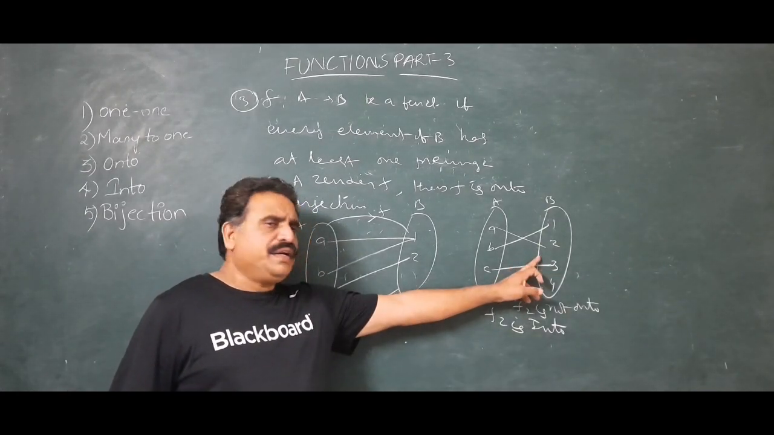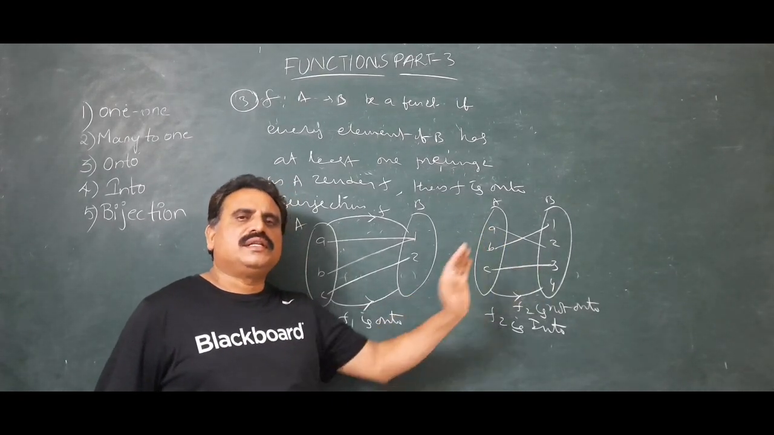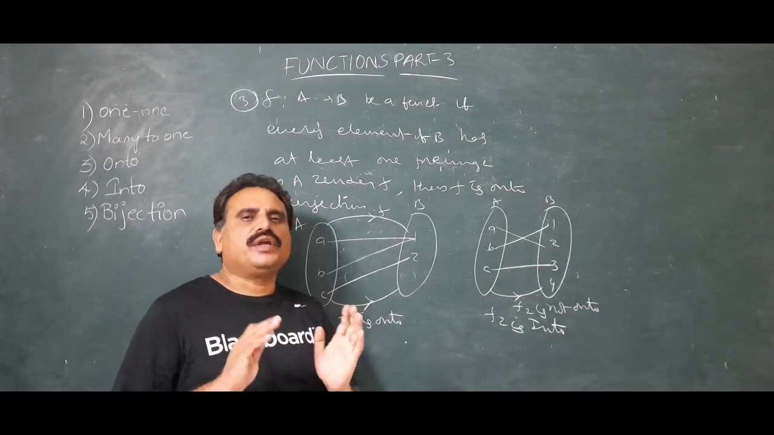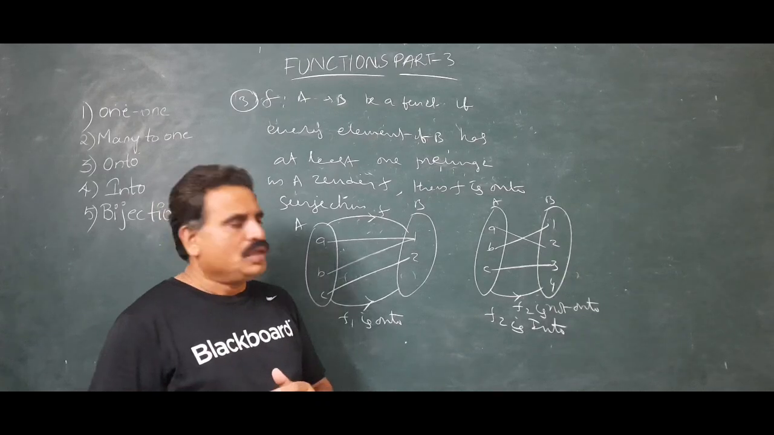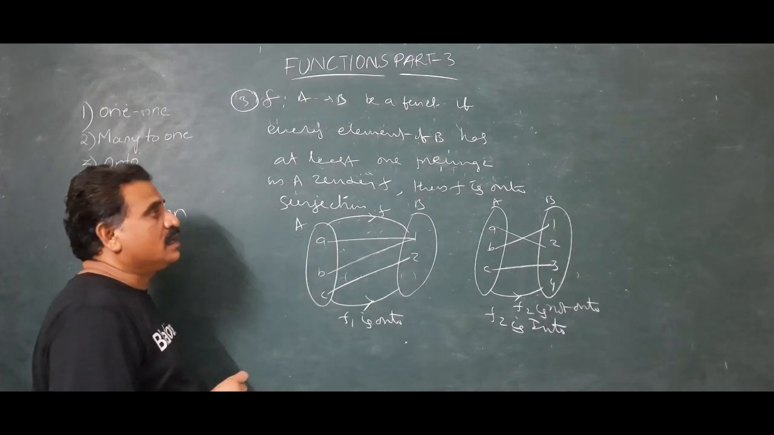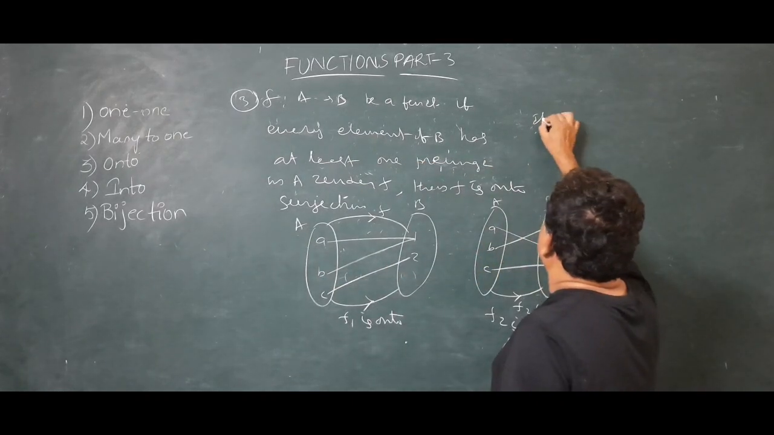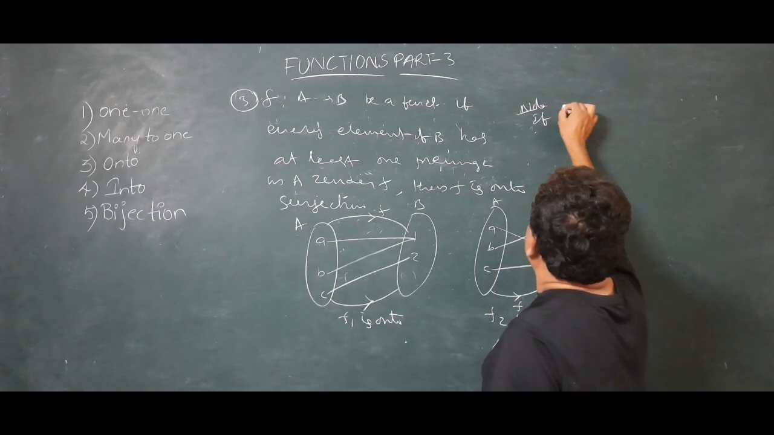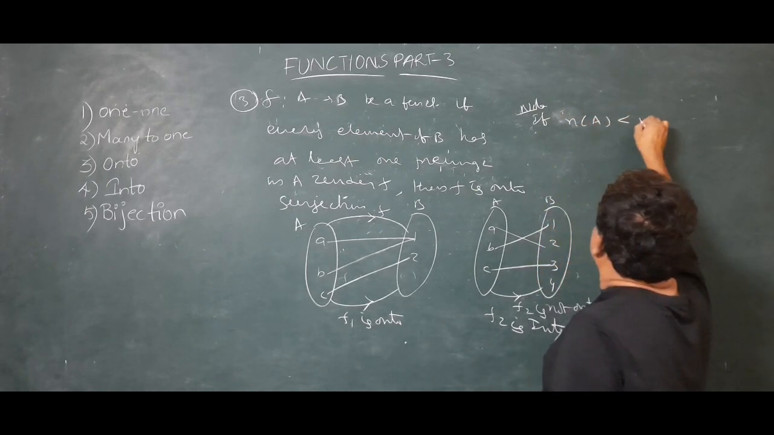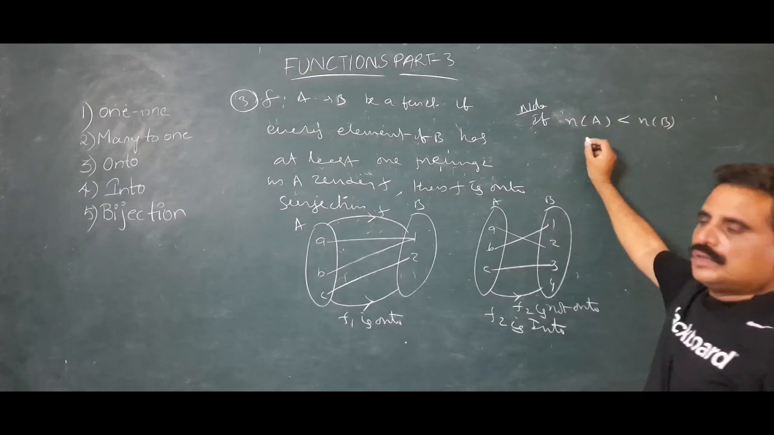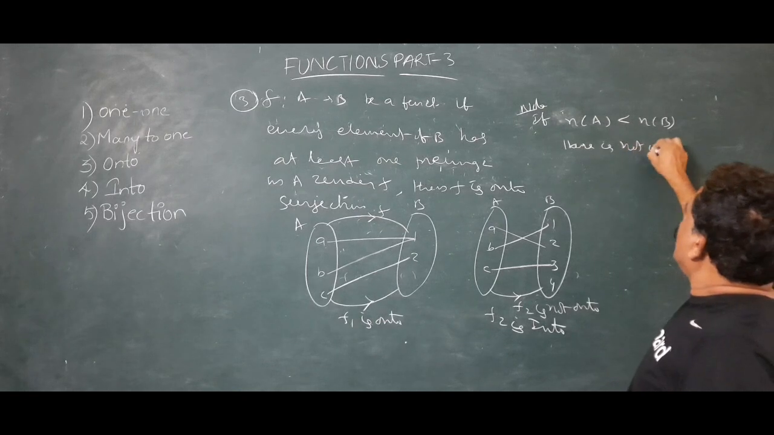So my dear students, if B contains more elements than A, then there is no onto function from A to B. A and B are finite sets. If n(A) is less than n(B), there is no onto function.